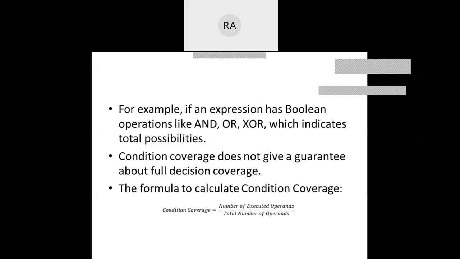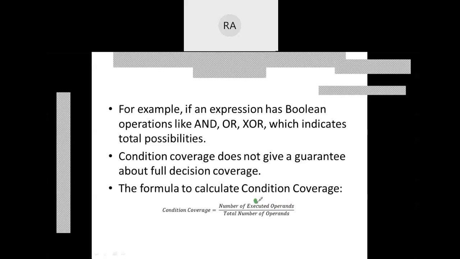The number of executed operands, because I am focusing more on the number of logical operands used in the expression, divided by the total number of operands which are present in the logical operation. So here the word executed is most important. How many operands have been executed whenever I supply an input value for a particular code snippet? For that specific input, how many operands have been executed divided by the total number of operands present in the source code.